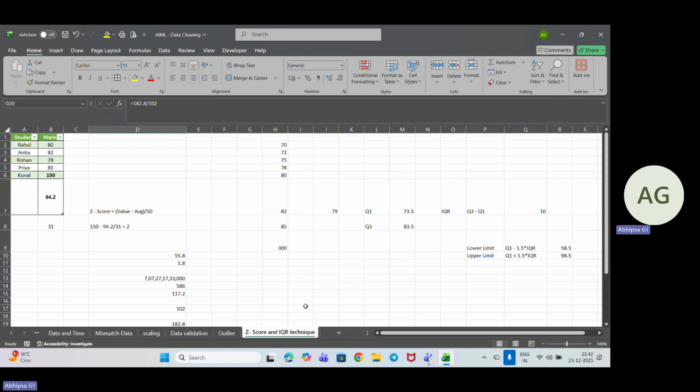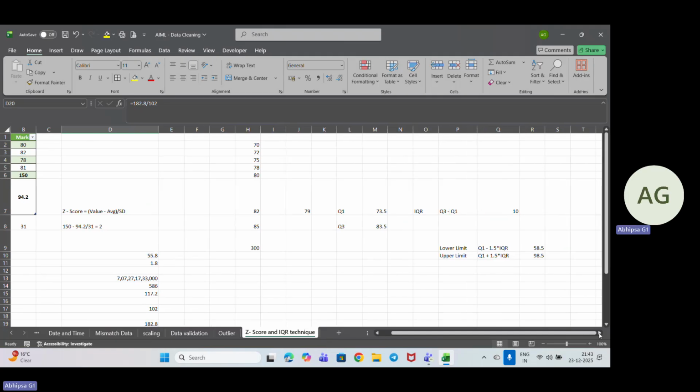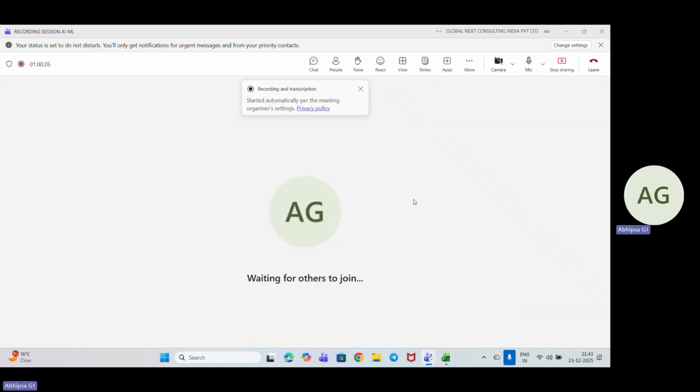Okay. So this is all about everything in detail. This data cleaning steps part is done in today's session. So we'll continue in the next session from this point.